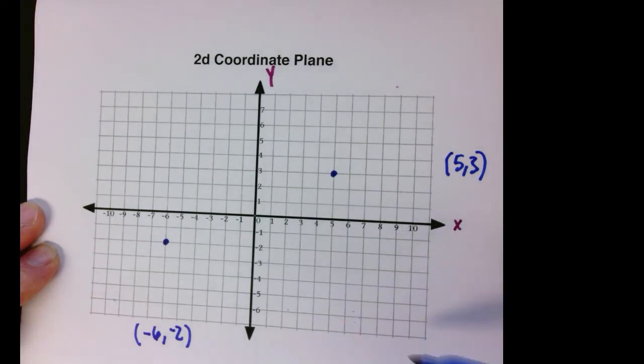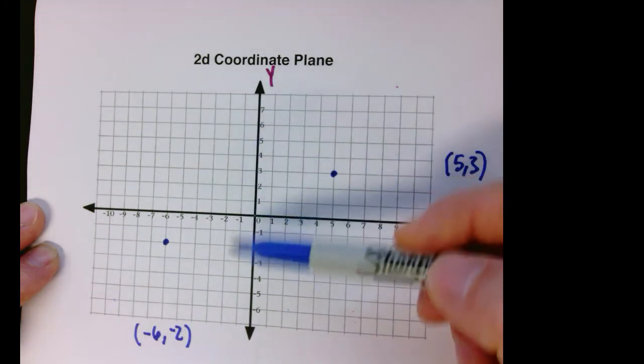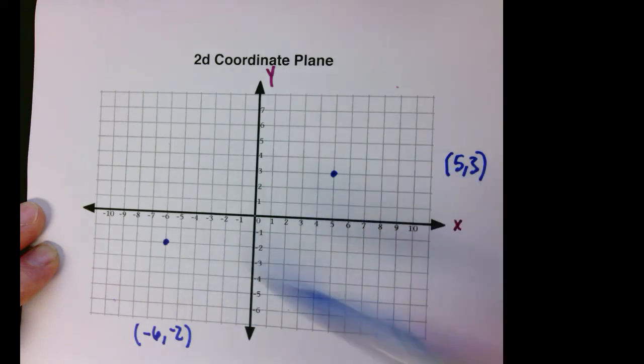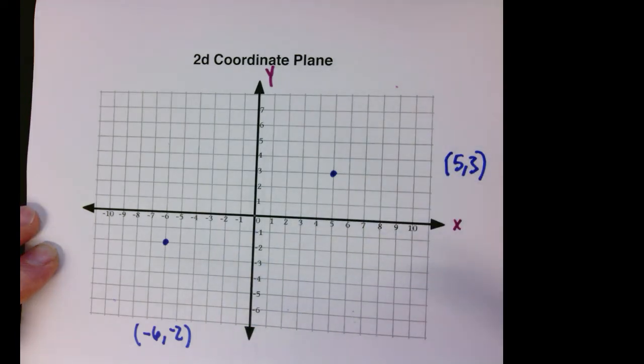Whenever we work with two dimensions, we break it down into two separate one-dimensional situations. So we consider what's going on with x separate from what's going on with y. But this is what a two-dimensional coordinate plane looks like.